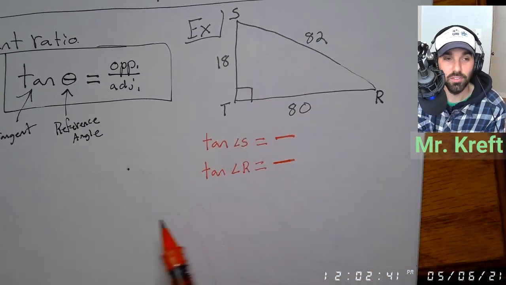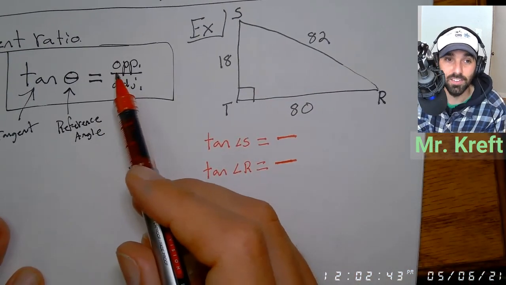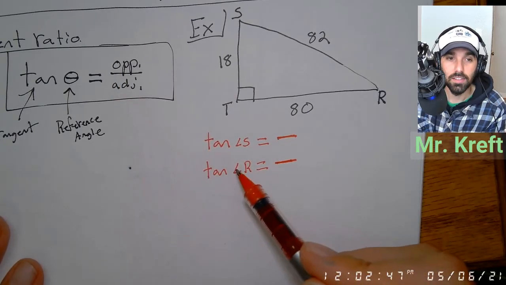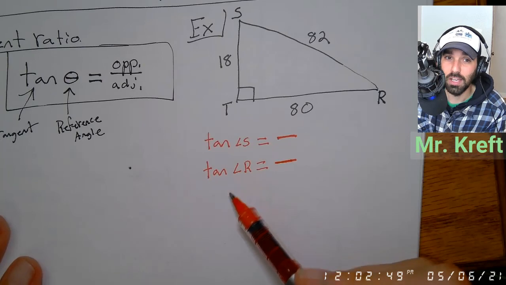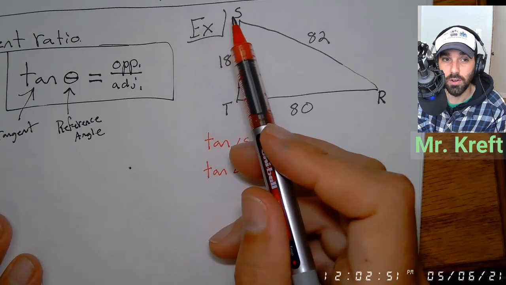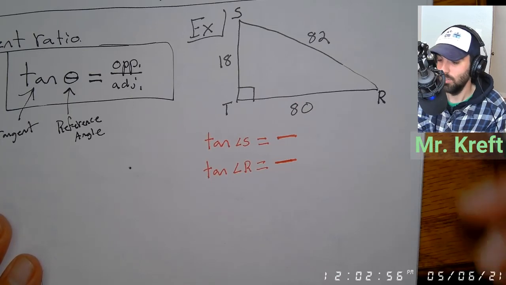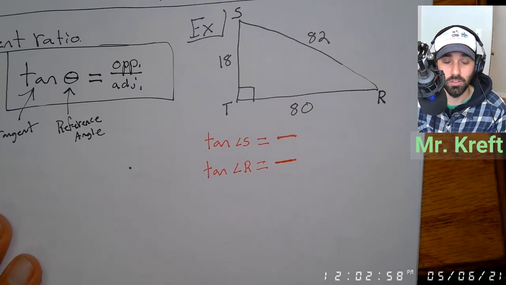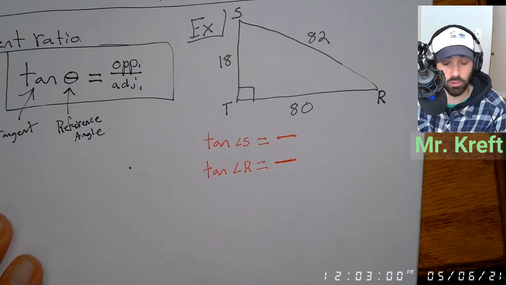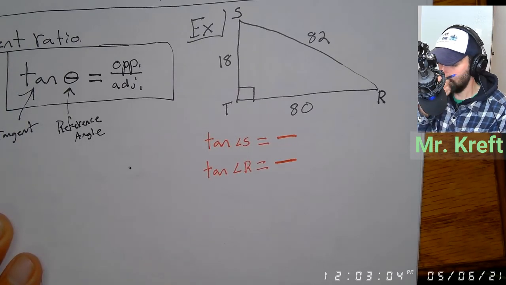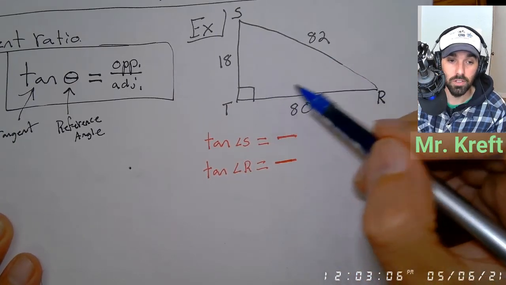So what's tangent of S? Remember, tangent of S is going to be opposite over adjacent, and tangent of R is also going to be opposite over adjacent. But notice how S and R have two different perspectives. Some of you are going to be like, Kreft, I don't know what to do, and some of you are going to be able to do this right off the bat. It doesn't matter what camp you're in. But let's take a look at this triangle.